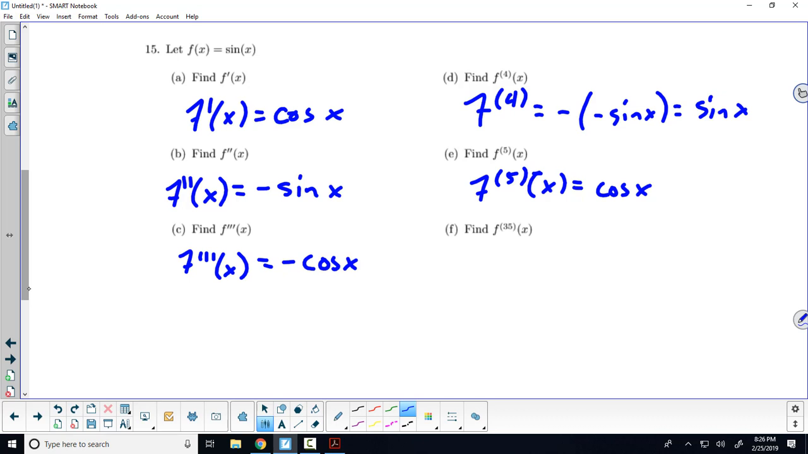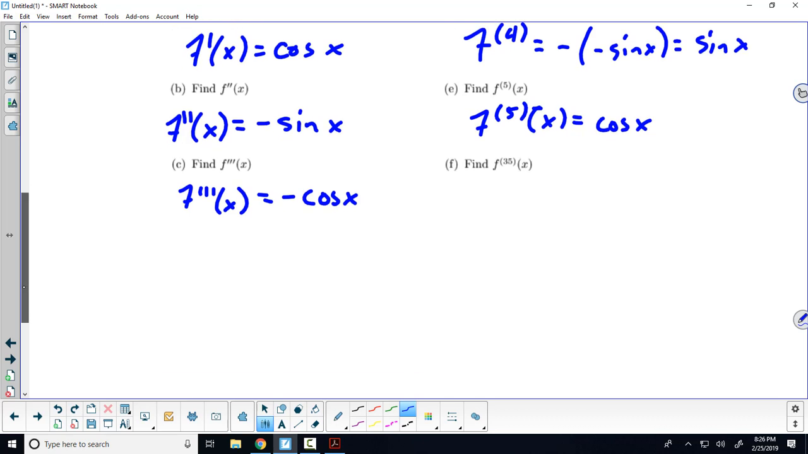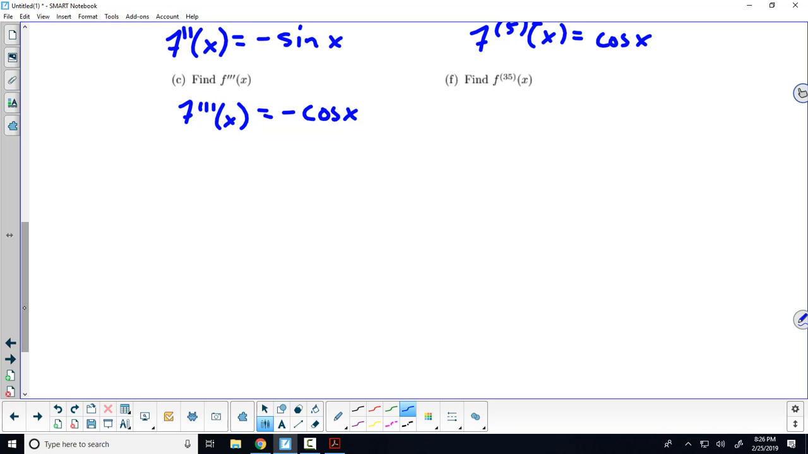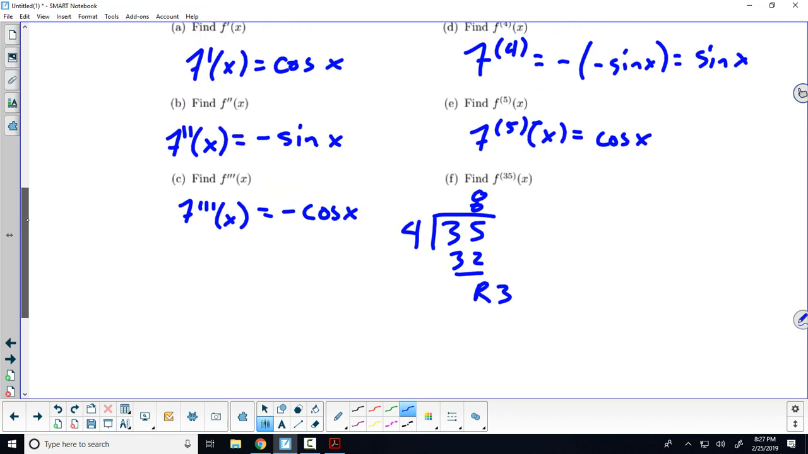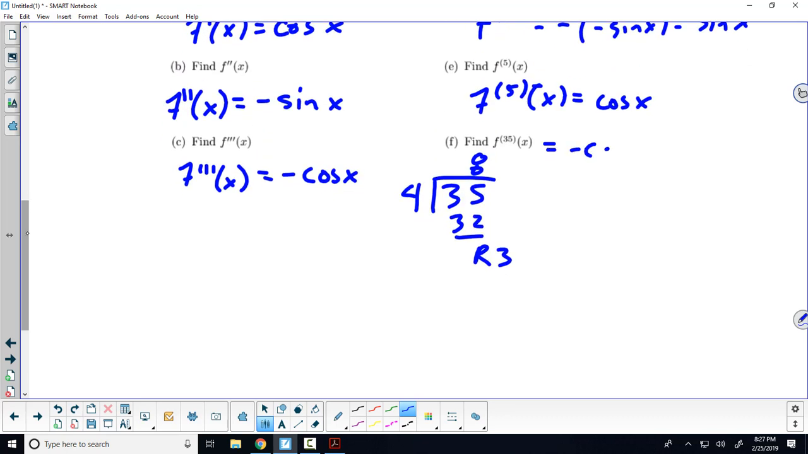Okay. What is the 35th derivative? This is gimmicky, folks. This is gimmicky, but I do need to show it to you. Take 35. How many verses did we say were in the song? 4. Take 35 divided by the number of verses. Okay? So 4 goes into 35. Help me out, folks. 8 times 4 is 32, remainder of 3. This means that I'm going to go through the song 8 times completely, and then 3 more verses. So what will that work out to be? Negative cosine of x.